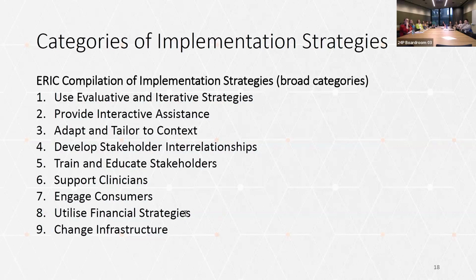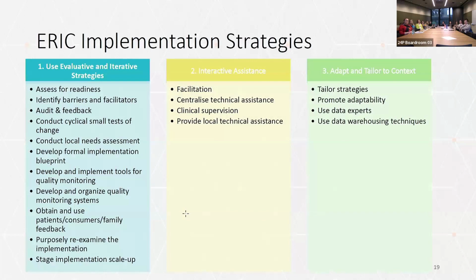I'll say pretty much any strategy you decide to do is probably going to fall into one of these 9 categories more broadly. And these are the strategies they found. So, use evaluative and iterative strategies: you can assess for readiness, identify barriers and facilitators, audit and feedback. You'll notice these strategies are pretty broad. They're not very detailed, but the idea is that you're going to make them detailed. It's just the strategy itself, but it's how you use them that really is where the rubber hits the road.